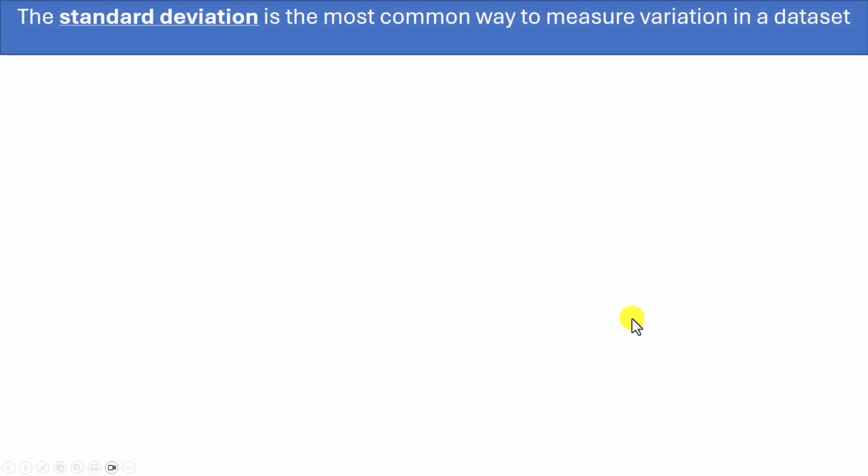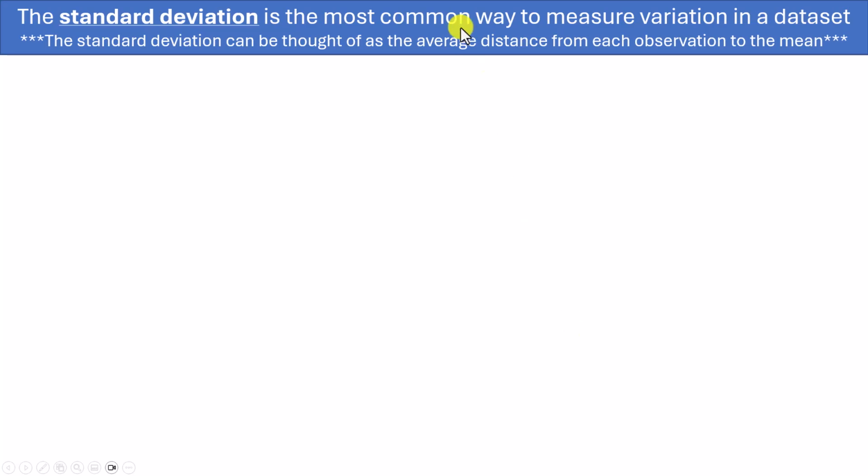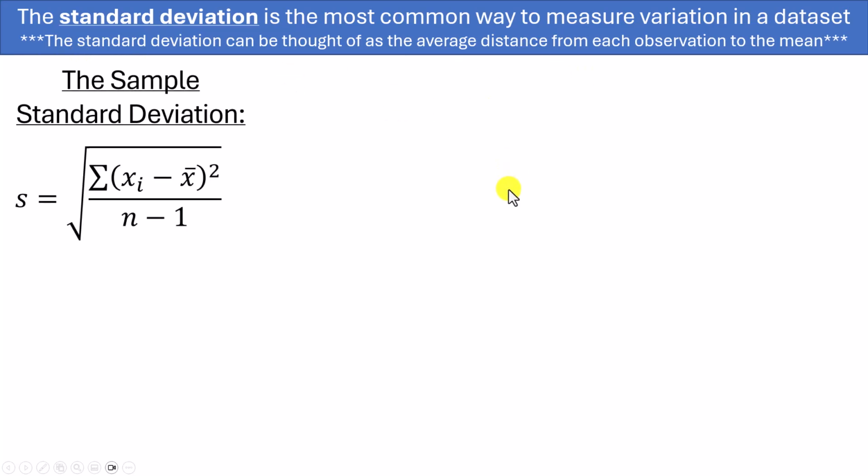The standard deviation is the most common way to measure spread or variation in a dataset. The way I would like you to think about the standard deviation is as the average distance from each observation to the mean. Technically, this is a little bit of a simplification, but it's a good common way that we can think about what the standard deviation is telling us. Let's look at an example.